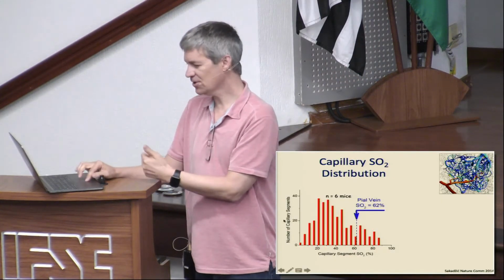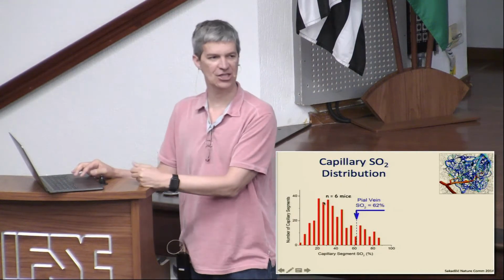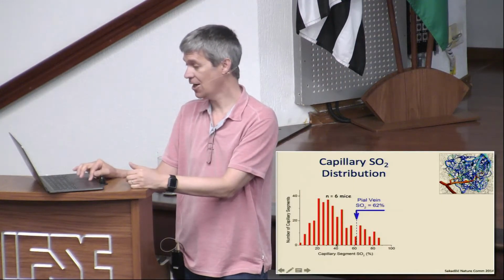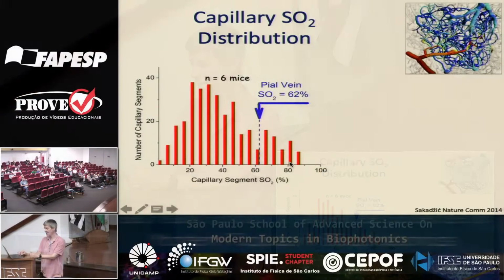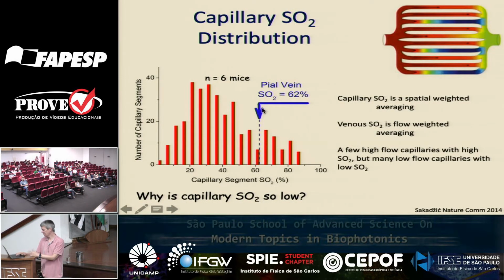Despite that, however, you look at the capillaries, the vast majority of capillaries have a hemoglobin oxygenation well below that, right? So this was amazing to us. And it's just the few capillaries that have high oxygenation that kind of raise up this oxygenation in the venules, right? All right, so I've already discussed this.